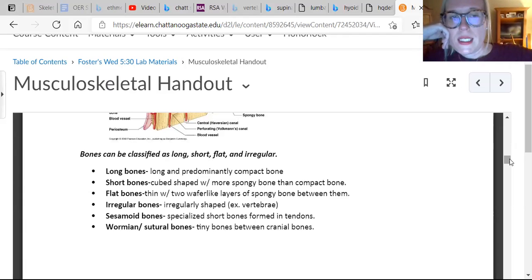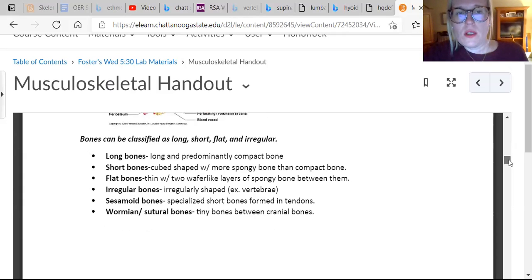Then there's the Wormian or sutural bones. Those are the bones that are found between the cranial bones, found in between the flat bones that are wafer-like that create your skull. And they're very small. And like I said, they deviate in number from you to me. Okay. All right. Move on.